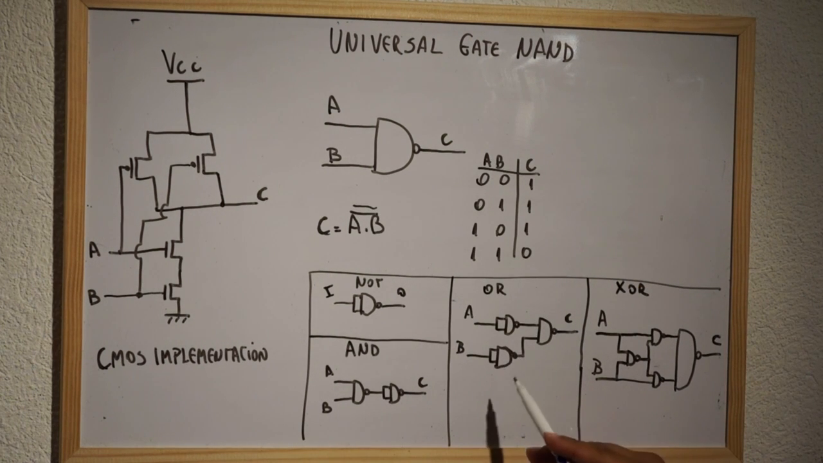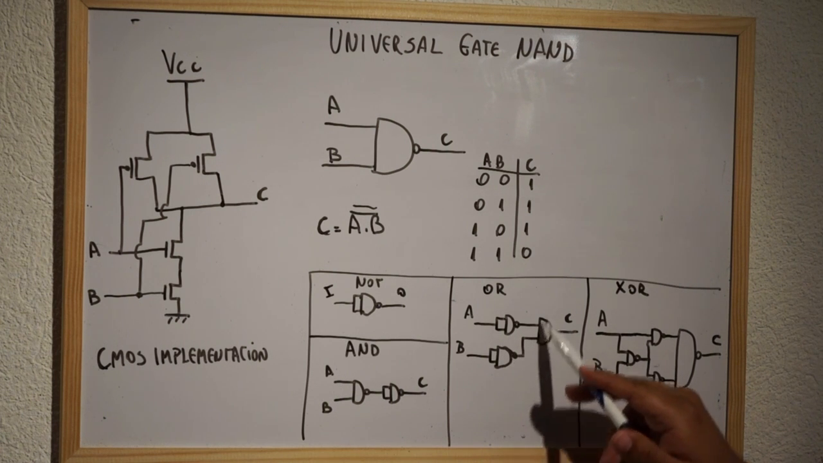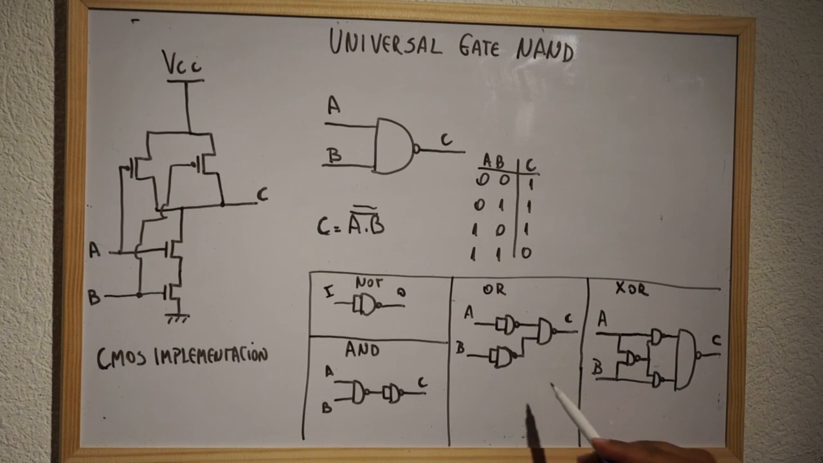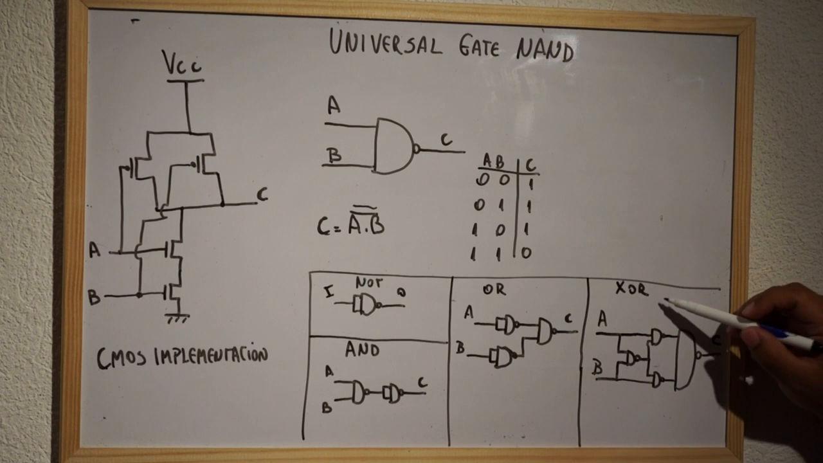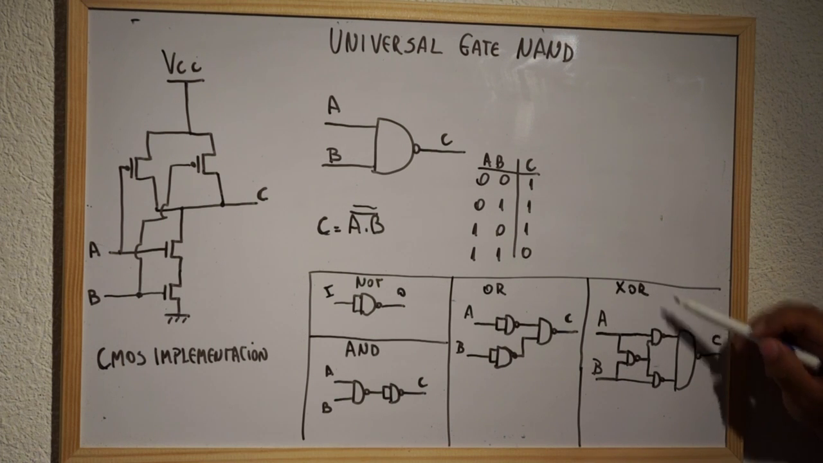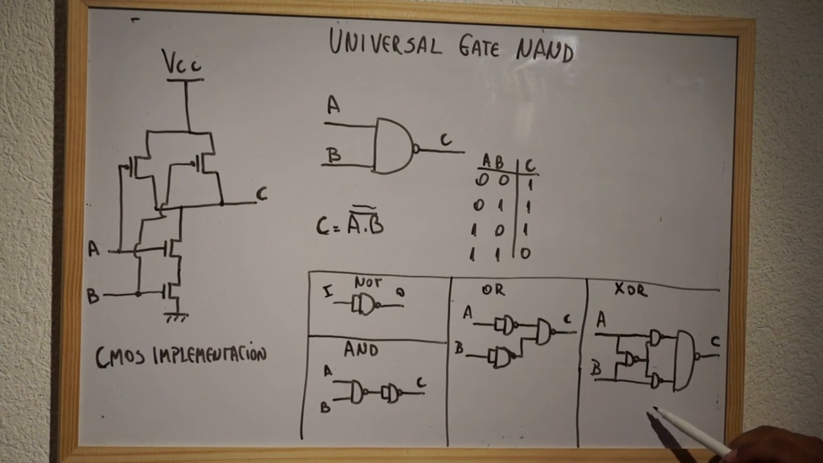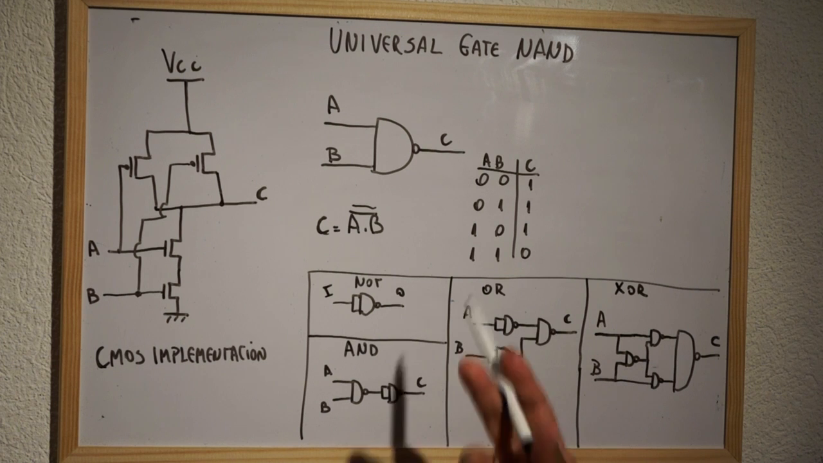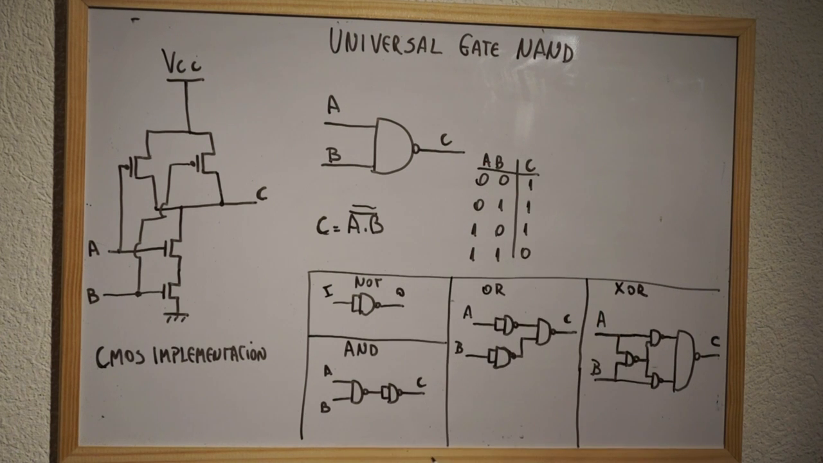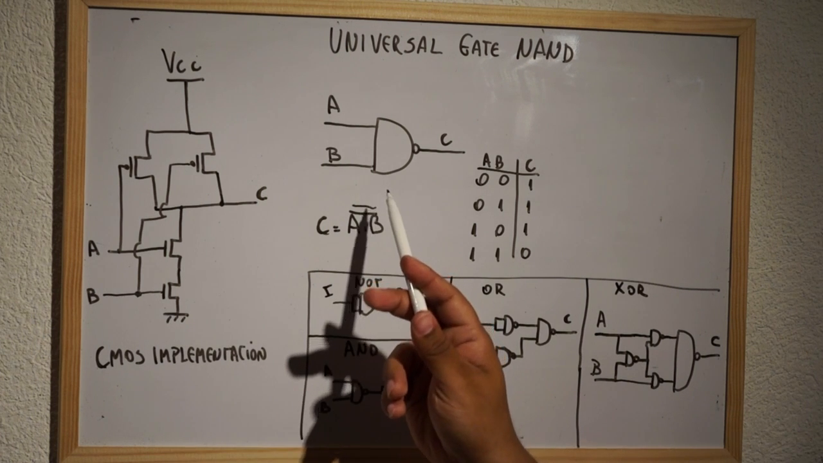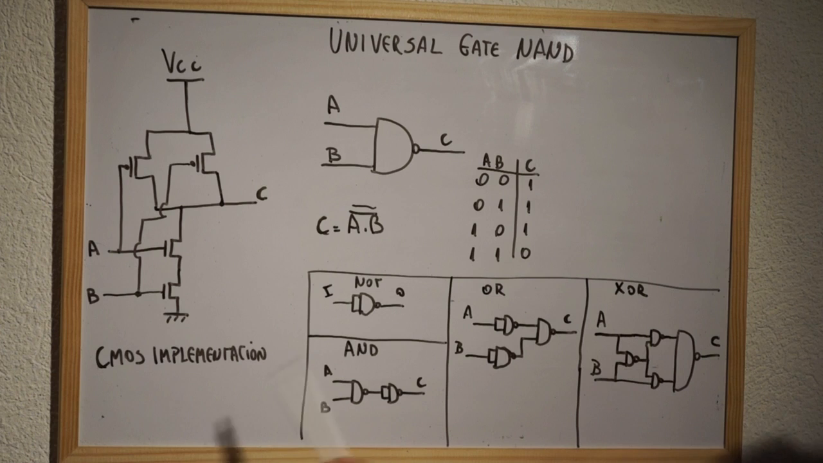For an OR, what you can do is invert every input, and this result we send again to a NAND gate. This is also known as De Morgan's theorem. The XOR is a little bit more complicated and is implemented like this. So, in resume, why are NAND gates so important? Basically, because they can easily be implemented with CMOS, and with a simple NAND gate, all the other logical functions can be created.